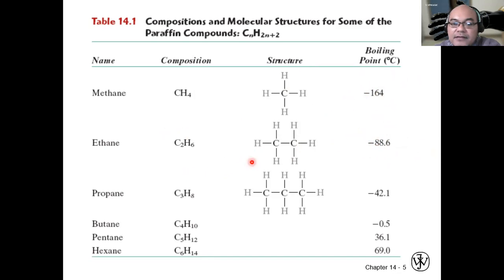Propane will have a further higher boiling point temperature at minus 42.1 degrees Celsius. Butane has a further higher degree at minus 0.5 degrees Celsius. So these four alkane chemicals are therefore in a gaseous state within room temperature.